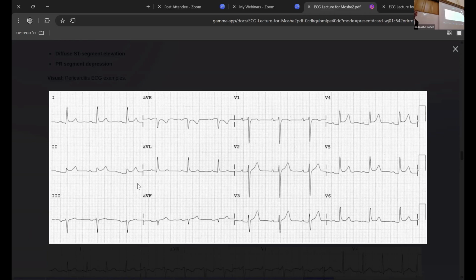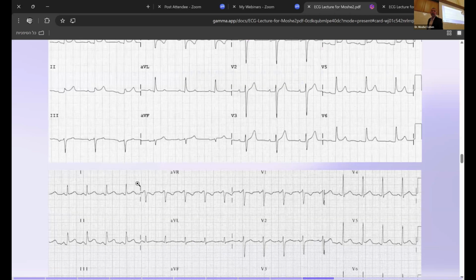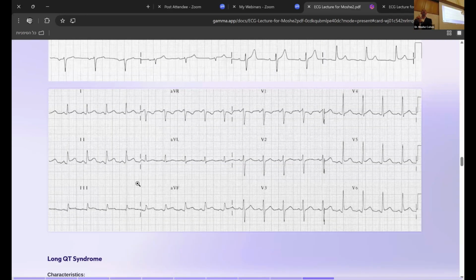Remember, post-viral, young patient, diffused ST elevation or PR segment decrease, and when he's leaning forward, he's much relieved. This is the diagnosis of pericarditis. Pericarditis is not necessarily dangerous, but it can develop into myocarditis. You know the difference? Pericarditis, inflammation of the pericardium, right? Myocarditis, inflammation of the heart. And myocarditis can be lethal, can be very, very dangerous.